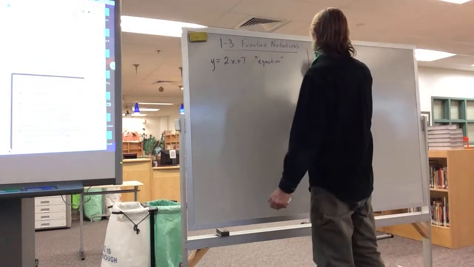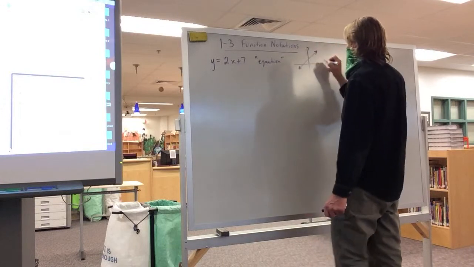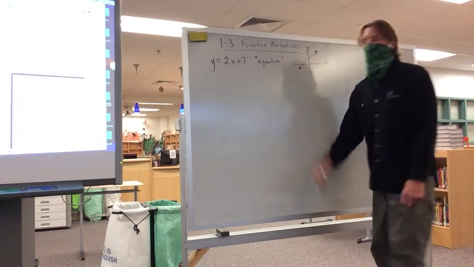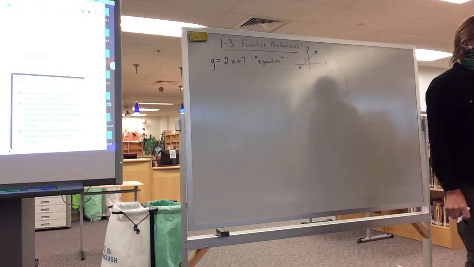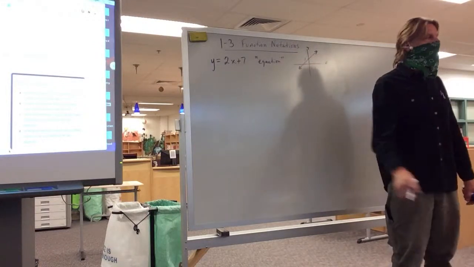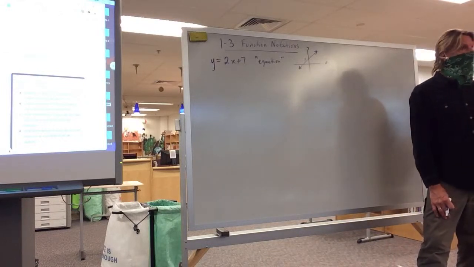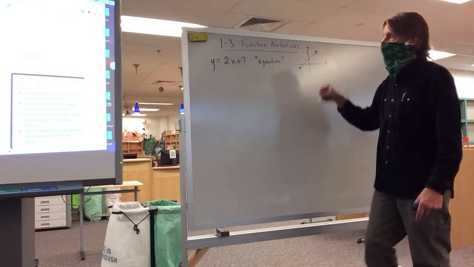It's going to be something like this. And it's going to have a y-intercept of 7 and a slope of 2. So if I look at that, could we say that it is a function? Yeah, because you have one output for every input, passes the vertical line test.